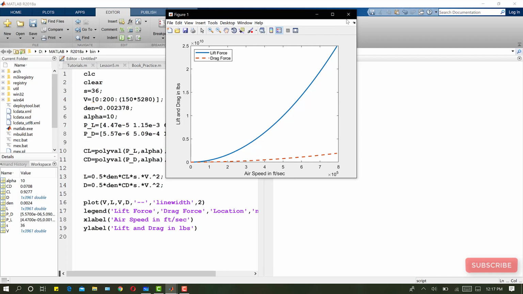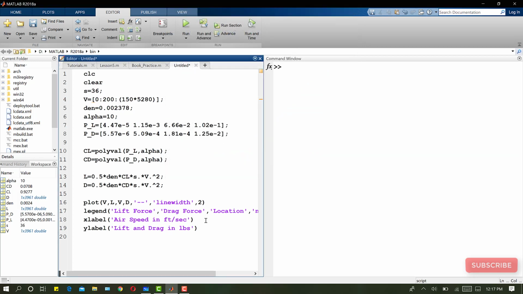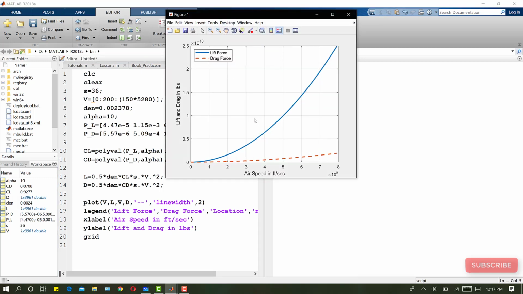And if you want to add a grid as well, we can write either grid on or only grid. So if I write grid and I run, we can see these are the two graphs. The blue one is for the lift force, and the dashed orange line is for the drag force. This is the resulting graph that we were asked to find in that problem. So I think you would have understood this.